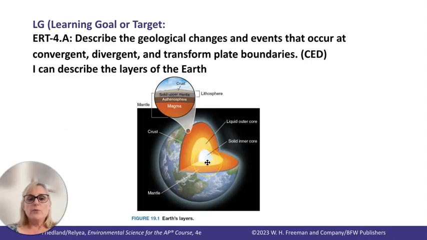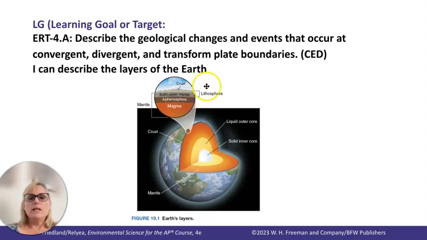You have three main layers: the core, and you have the mantle. The core is solid, made out of iron. The mantle is liquid, but kind of thick liquidy. Think of lava underground. It's made out of magma. And the upper part of the mantle is called the asthenosphere.